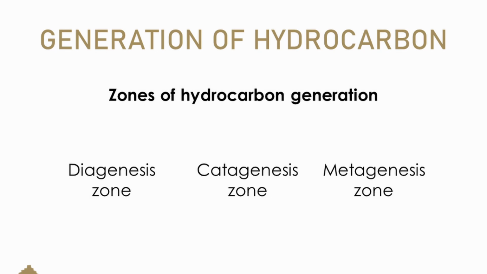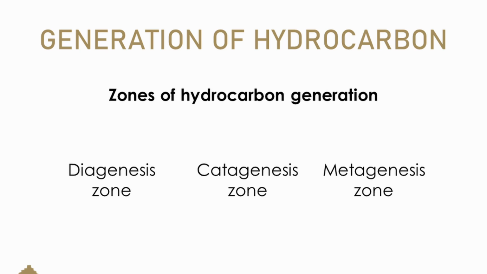There are three zones of hydrocarbon generation, which are diagenesis zone, catagenesis and metagenesis zone. Diagenesis is the earliest stage of thermal alteration, and it occurs relatively shallow in the earth crust. However, the temperature is not high enough for significant hydrocarbon generation. Instead, diagenesis involves processes like compaction and the initial breakdown of complex organic molecules.